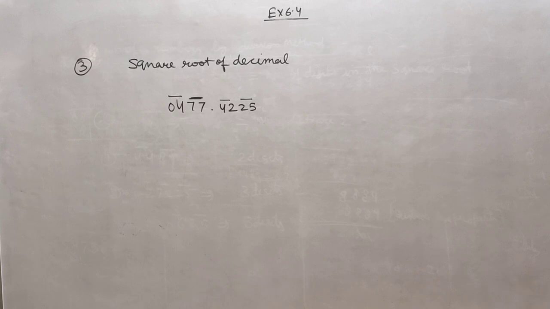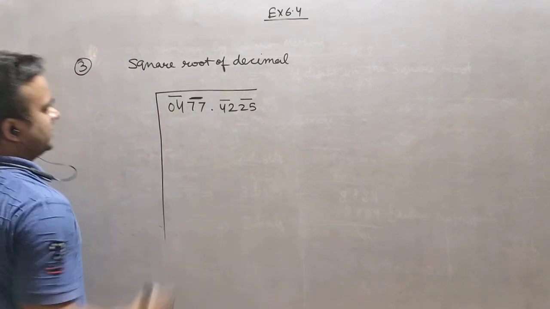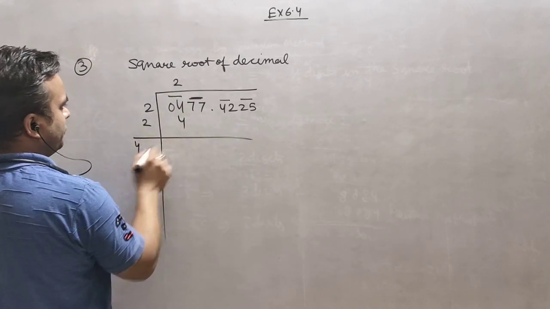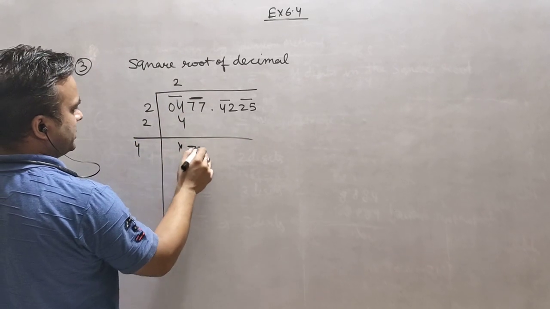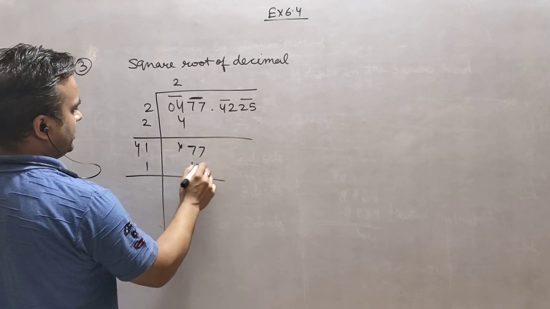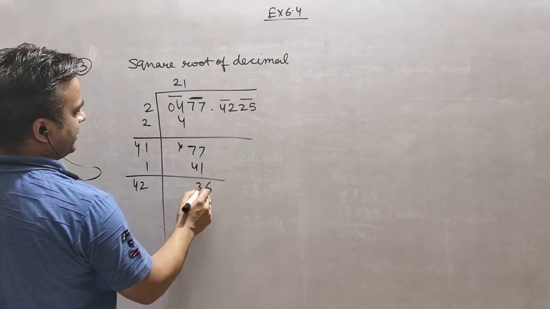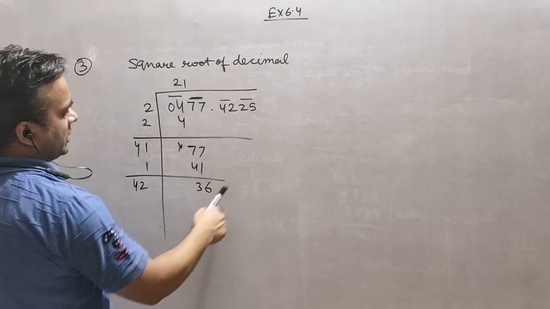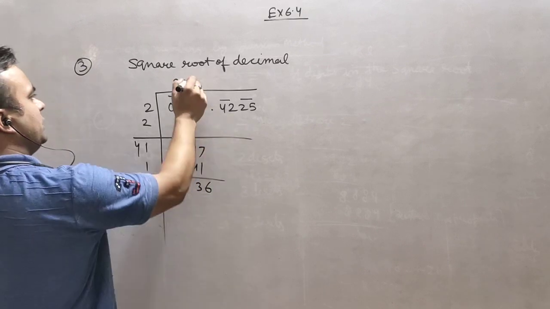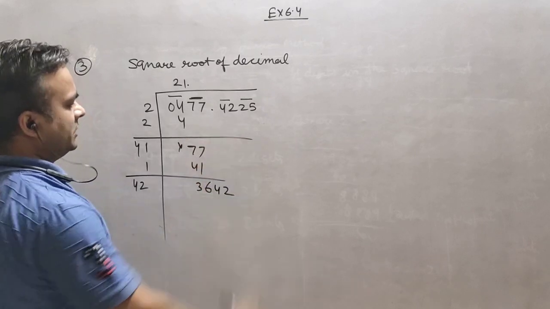Now the same procedure we are following. 2 2s are 4, this is 2 to 4, it is 0, and 77 we will take. One time it will go, it is 41, 42, and here you will get 36. Now after this you have to note this down, and before this we have the point, so the point will be placed here. Simple.